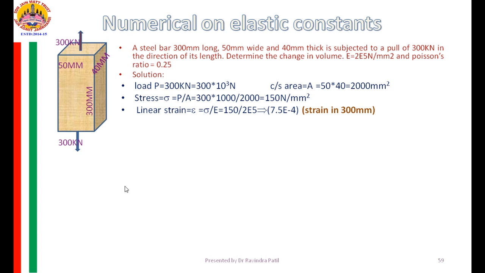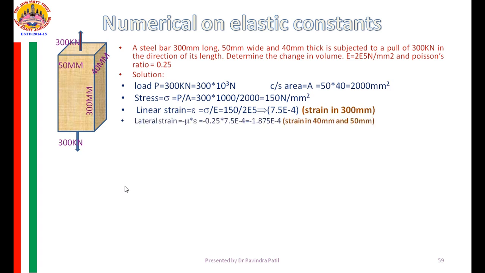Yes, Poisson's ratio he has given. The linear strain is known to us, hence I can get the lateral strain. Linear strain is increase in length here. Therefore, what you are expecting as per the lateral strain is considered. Lateral strain is in the direction of 50 mm and 40 mm. Therefore, first you calculate the lateral strain.